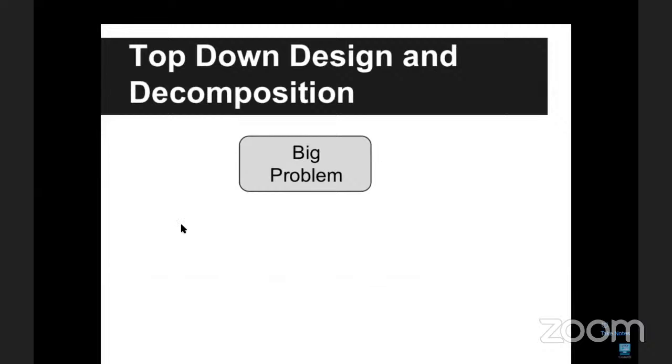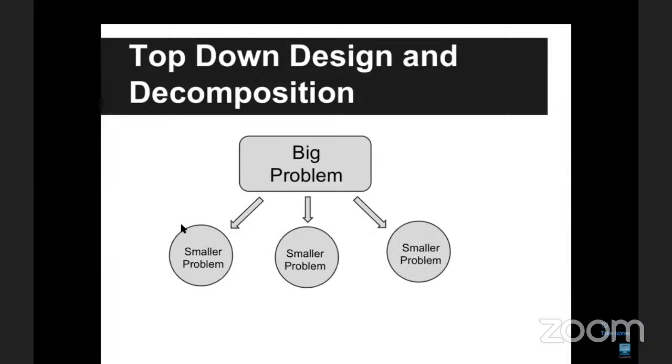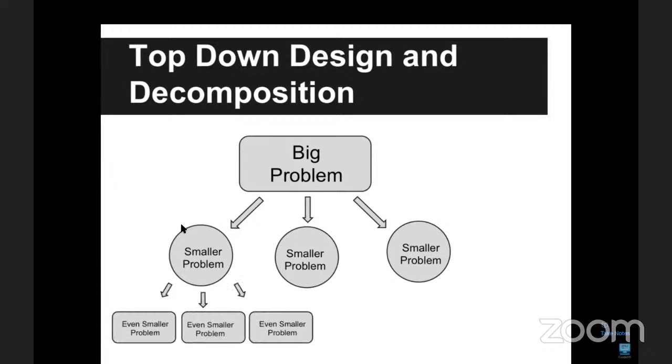So what is top-down design and what is decomposition? Well, let's think about it this way. Let's say you're starting off with some really big problem that you don't know exactly how to solve. Well, then the first thing you do is you break it down into several smaller problems. And now those problems are a little bit easier than the big problem. And then from those smaller problems, you break it down into even smaller problems. And you keep doing this to a point where the problems are so small and so easy to solve that you can just go and do it.